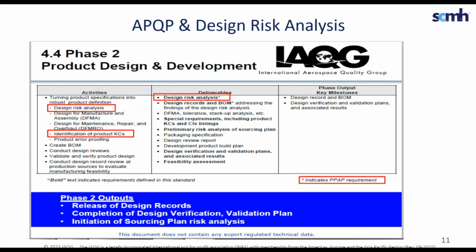Now here are the specific phase 2 activities and requirements per the 9145 standard. Note that design risk analysis is a required element and it is a PPAP deliverable. Also note that this webinar does not cover the other requirements of phase 2. It is only focused on DRA.